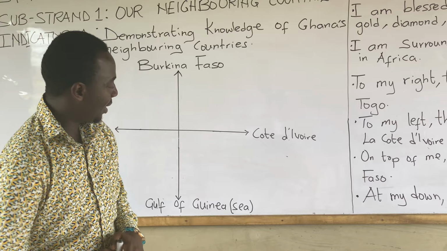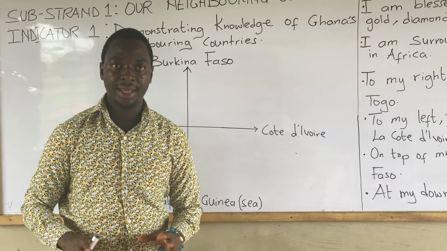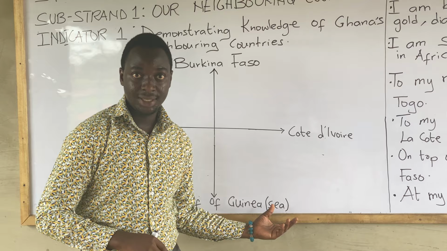There is no country there, but we have the Gulf of Guinea. That is the sea. We don't have any country there. Gulf of Guinea is not a country, but it is the sea that we call the Gulf of Guinea.